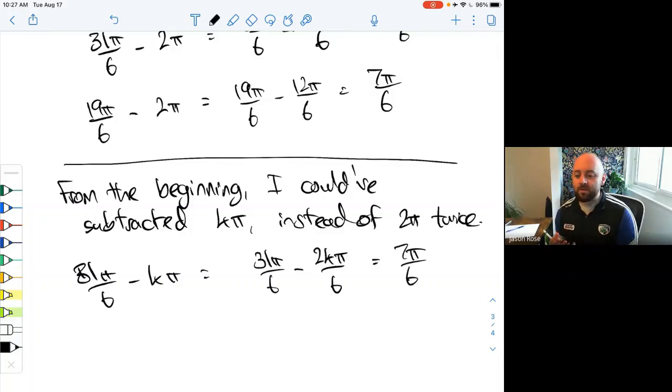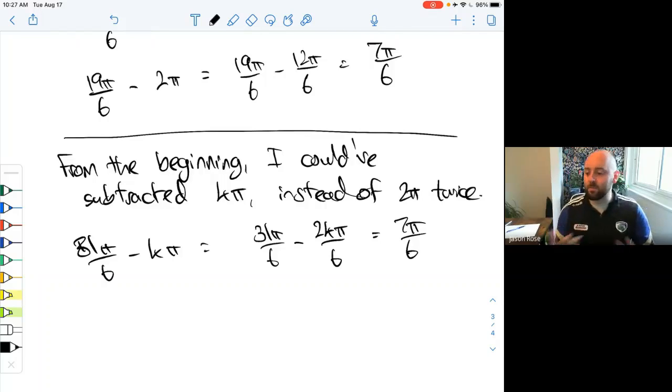I'm just pointing out here that it doesn't matter. If I see 100 pi over something, I can keep taking away 2 pi. It's going to take me a while. Or I could say, I'm just going to take away 20 pi and see what happens that way. And if I overshoot it, I can always add some 2 pi multiples back again. So it doesn't have to be perfect.